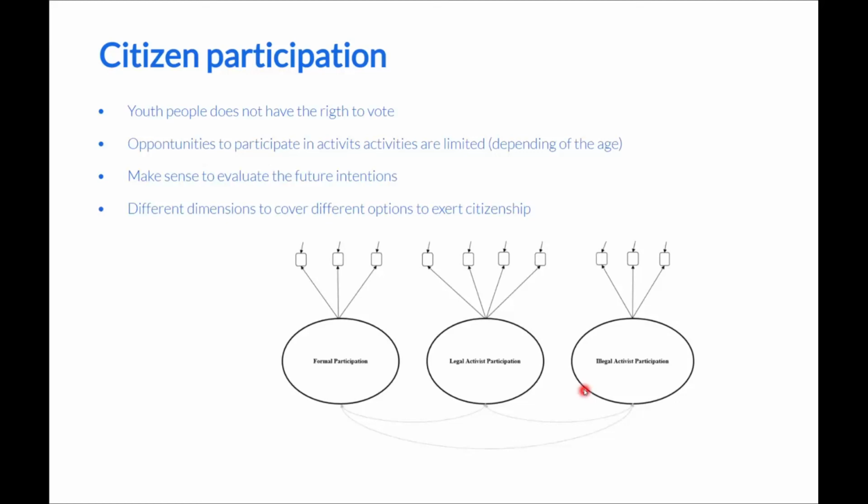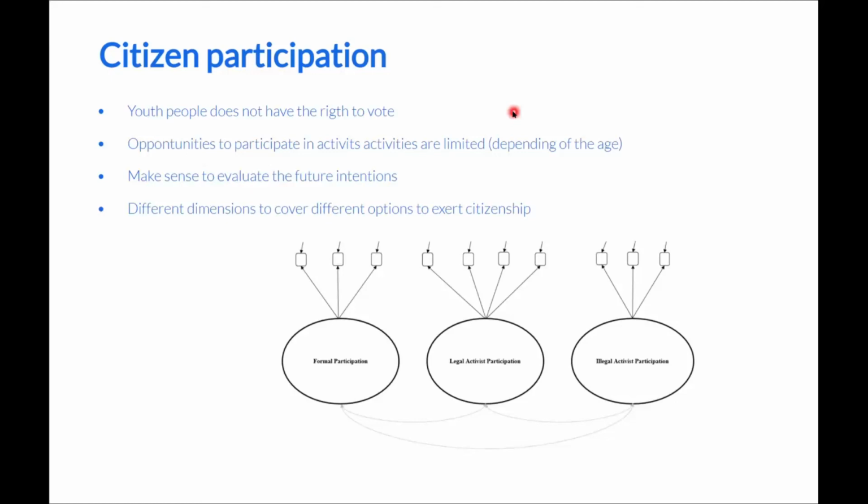And another element to discuss is the different dimensions to cover different options to exert citizenship. There is a huge discussion about the different dimensions of participation, and you can read a lot about these dimensions. We have the formal part of participation, the relation with the state mainly, how people relate with the state mainly through voting or membership in the parties, for example.